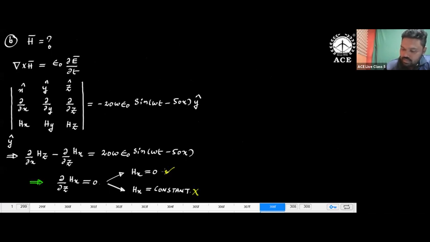So the only possibility is this one. So the Hx must be equal to 0. I'll repeat one more time. So here right side, which variation? X variation. Left side also you must consider X variation. Clear? So there is no Z variation here. So this part must go 0. That part must go 0. That happens only when Hx is equal to 0 or Hx is equal to constant beta. It cannot be constant. Why? Because we are dealing with the time varying fields. So it must go 0.